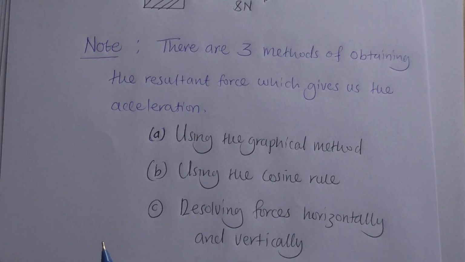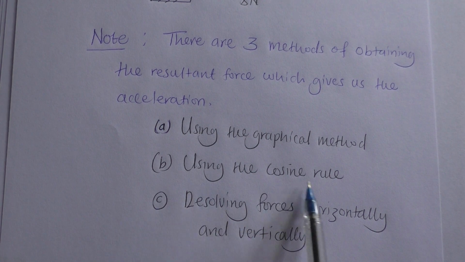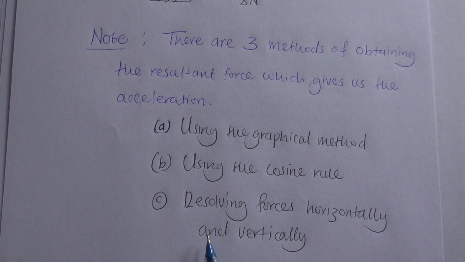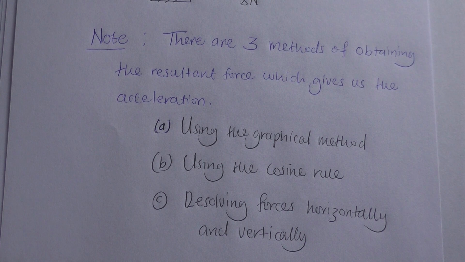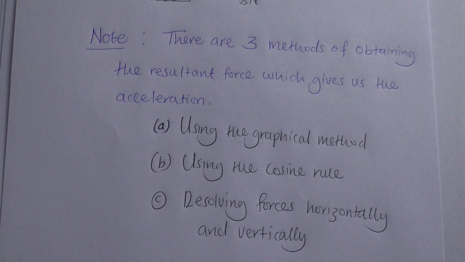One is using the graphical method. In graphical method, we shall need to draw the accurate diagram and take measurements. However, we can also use the cosine rule, or we resolve forces horizontally and vertically. Now, we shall look at the last two methods. We shall start with using the cosine rule.